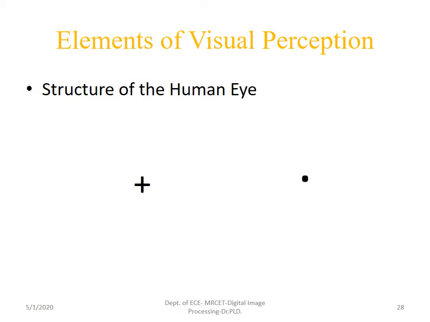While moving, just concentrate on the cross only, but not on the dot. Just look into the cross. After moving that paper closer to your eyes, until some distance, the dot is visible. After that the dot disappears automatically, but the cross is visible. But still, if you keep moving the paper closer to your eyes, then the dot appears again.